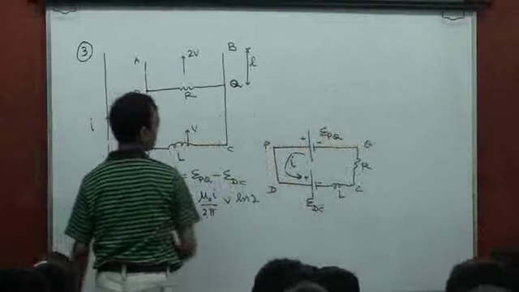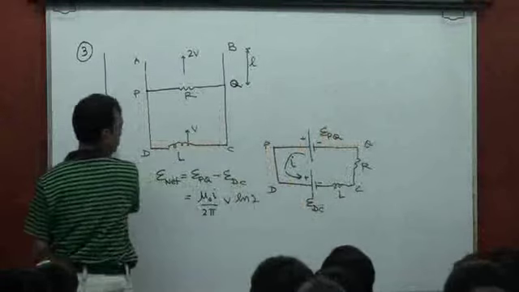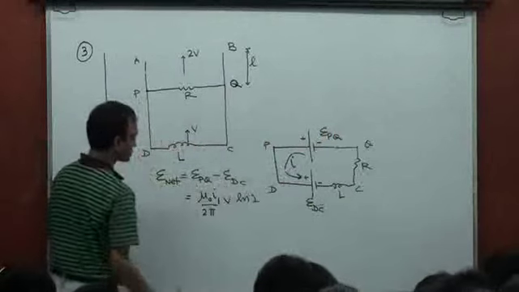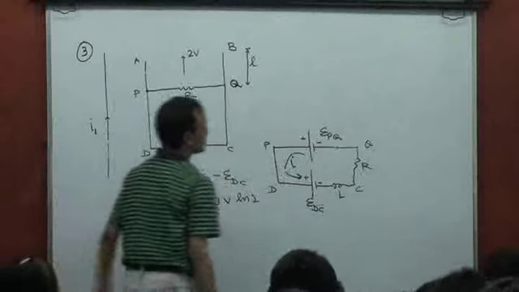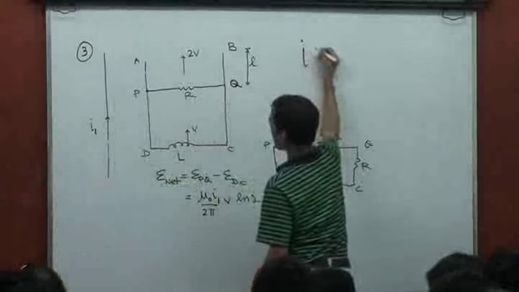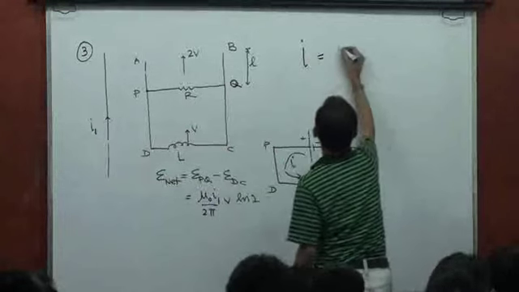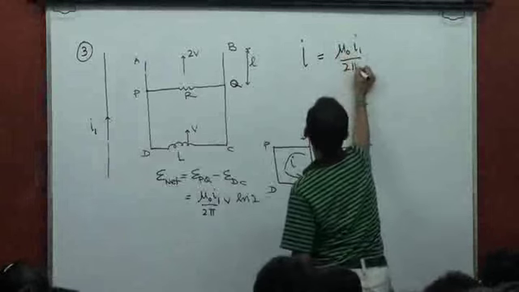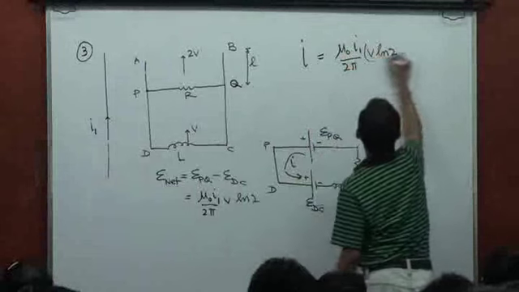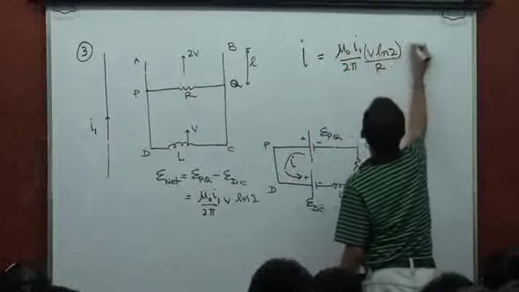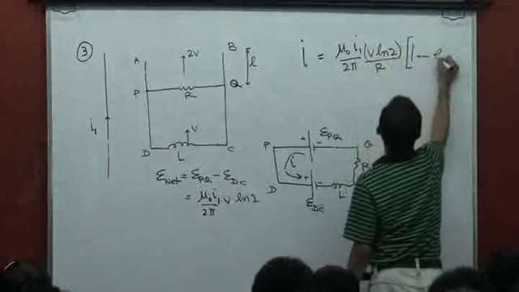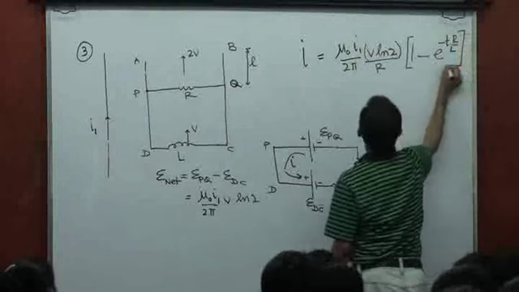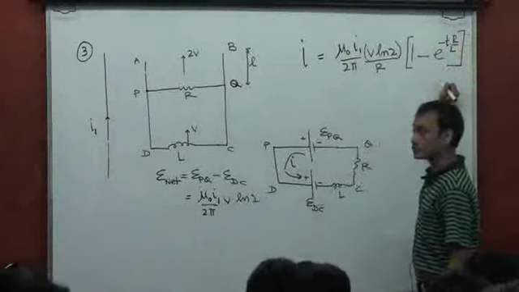If you want to call this I, let's say you call this I1, just to distinguish between this current and this current, right? Call this I1, this current through this conductor. So then this current I would be mu naught I1 by 2 pi V log 2 EPSA by R into 1 minus e to power minus t into R by L. That's the current time characteristic in this loop, right?